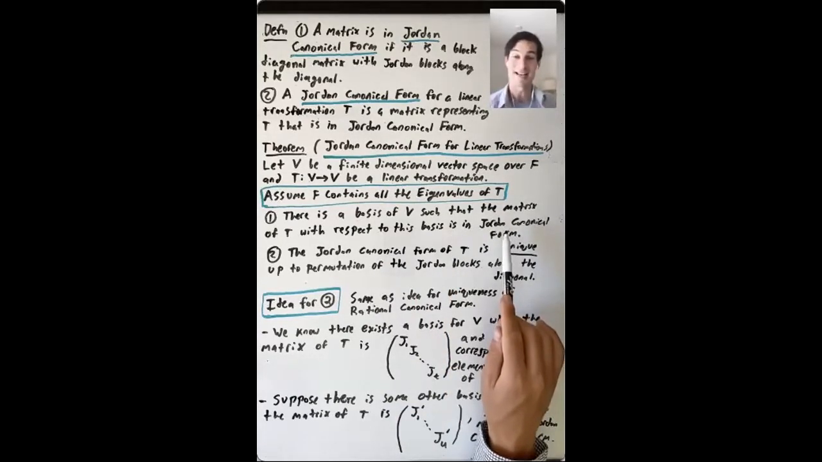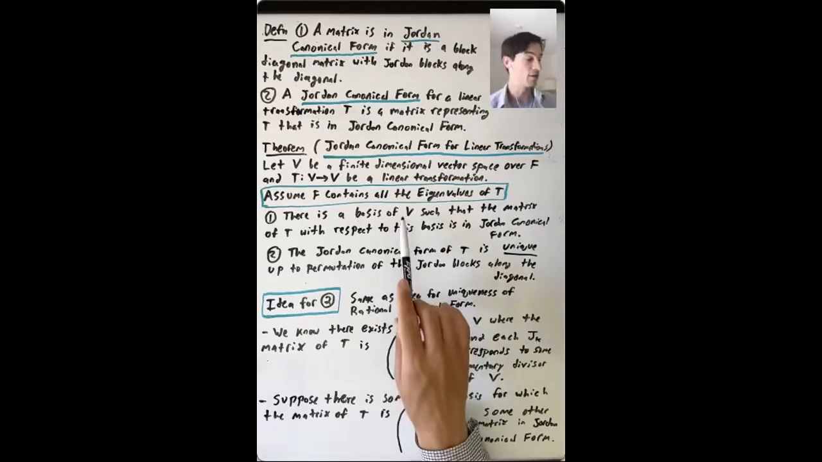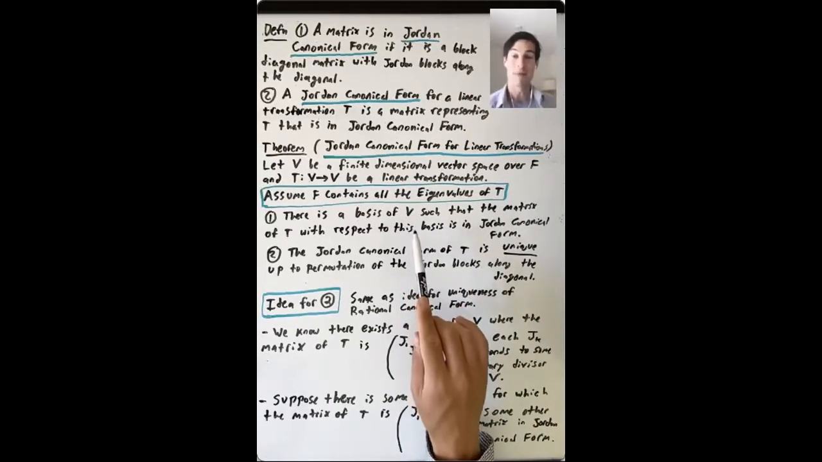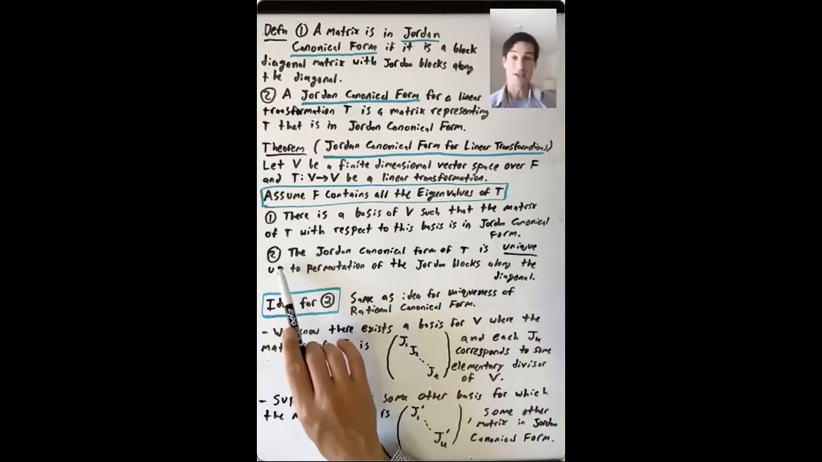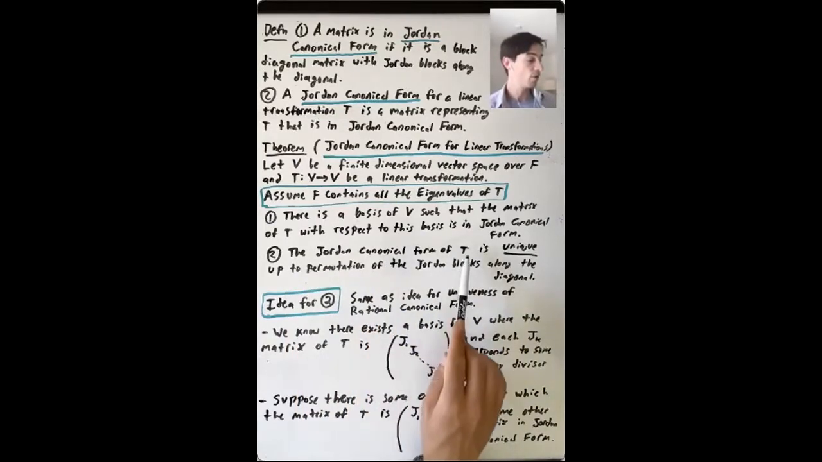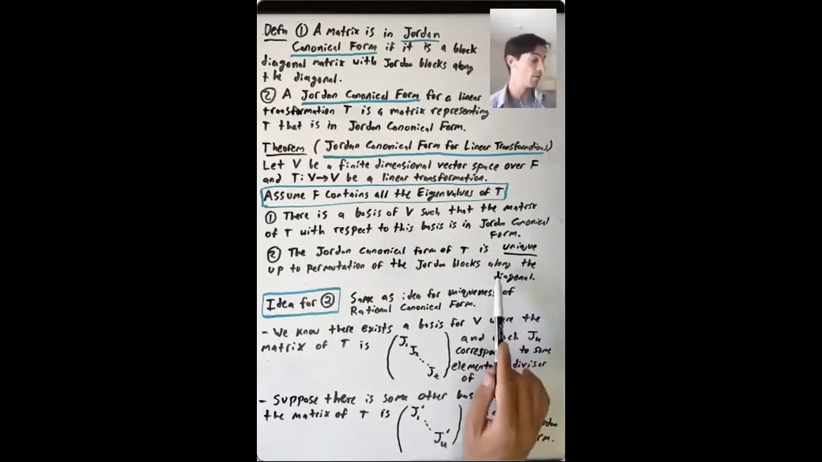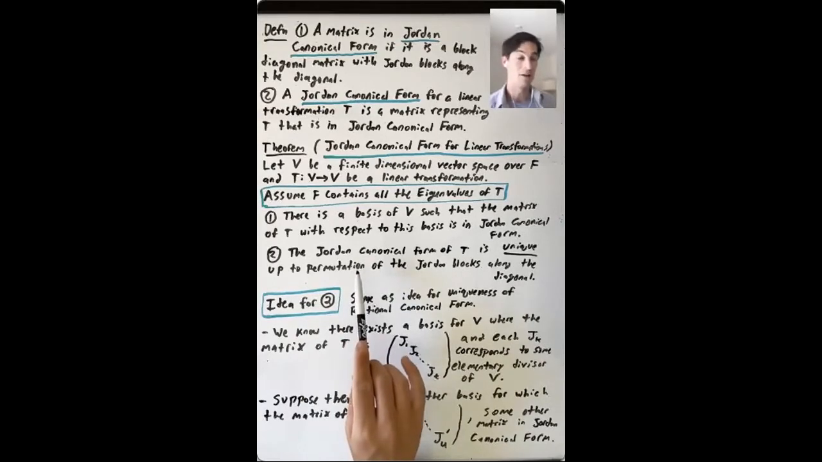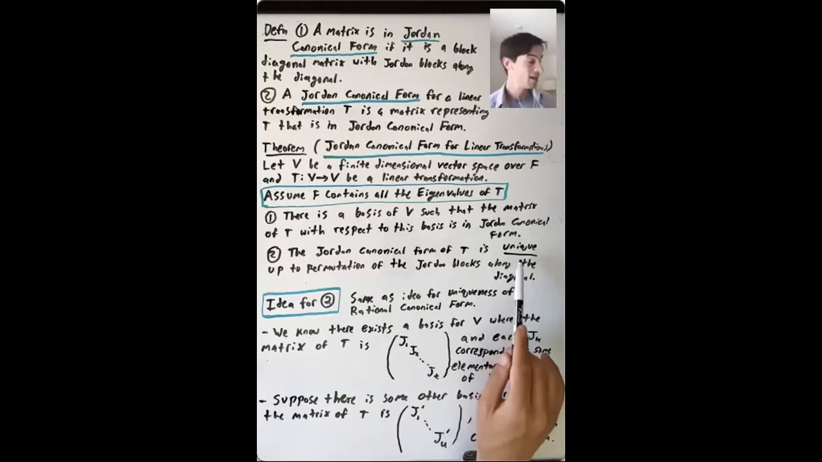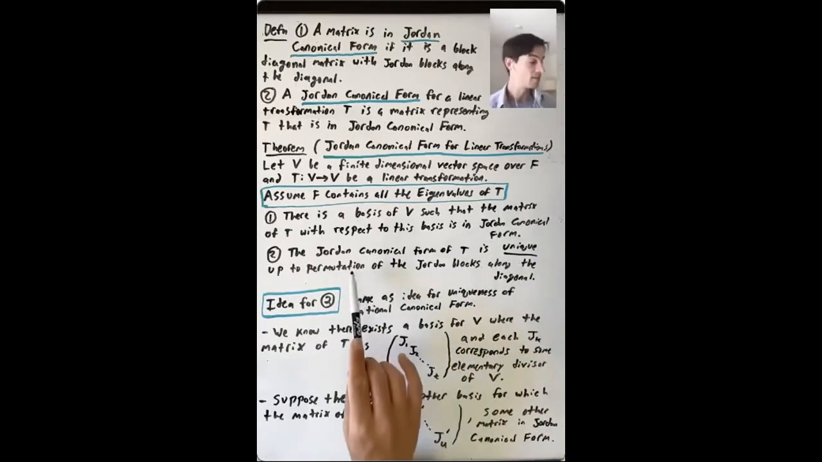All right, so this is just like when we showed that a linear transformation T has a rational canonical form, that there exists a basis of V such that the matrix of T with respect to that basis is in rational canonical form. Part 2 is a uniqueness statement. The Jordan canonical form of T is unique up to permutation of the Jordan blocks along the diagonal. And this is just like the statement that the rational canonical form of a linear transformation is unique, except here we have a weaker notion of uniqueness because there's no order to the elementary divisors the way that there's an order to the invariant factors.